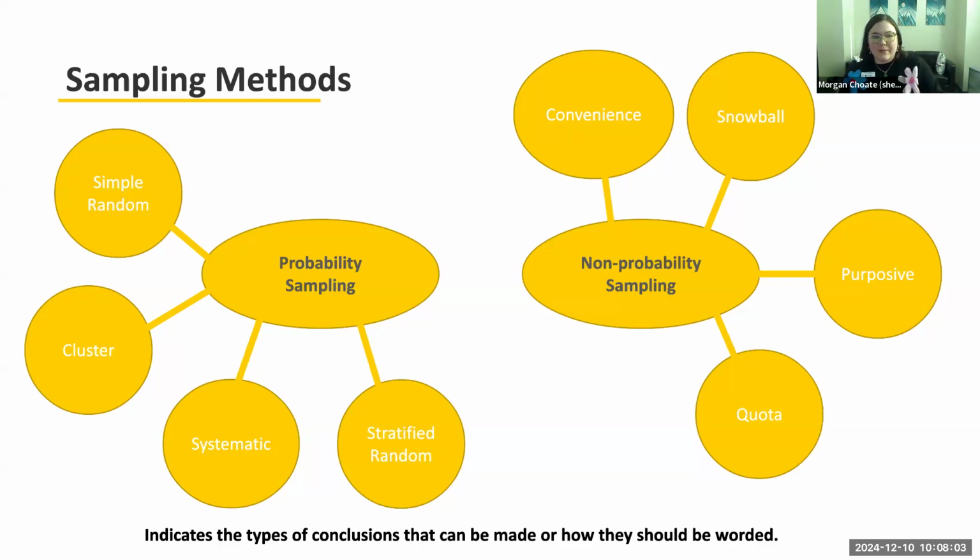So with probability sampling, the main way to indicate that that's what's being used is the word random. If there's any type of randomization happening, like a random number generator, that's indicating that the items included in the randomization are equally likely to be chosen. So probability sampling is occurring.